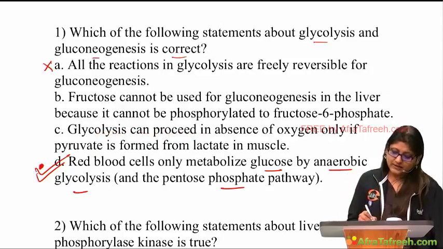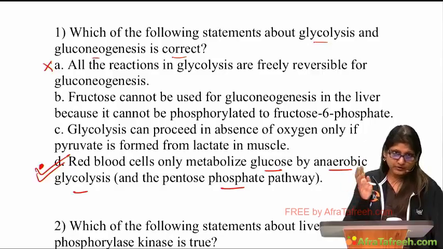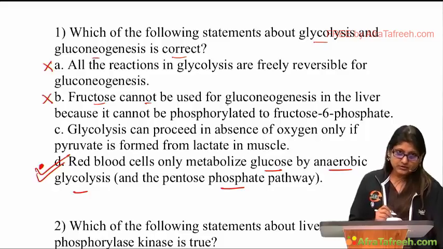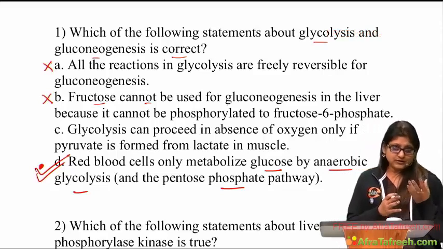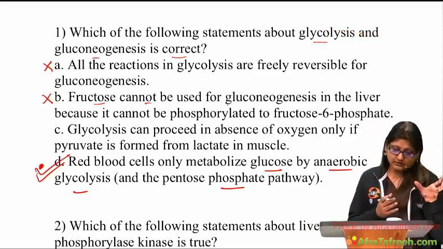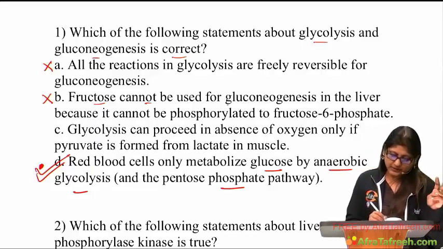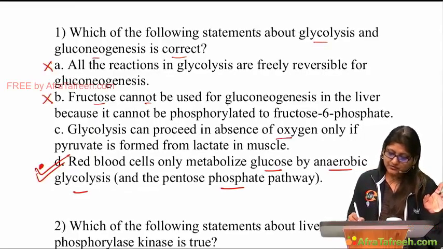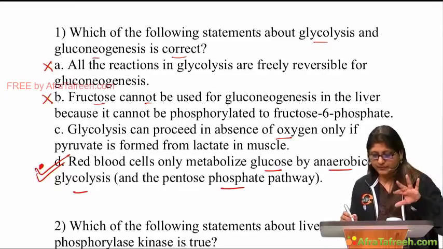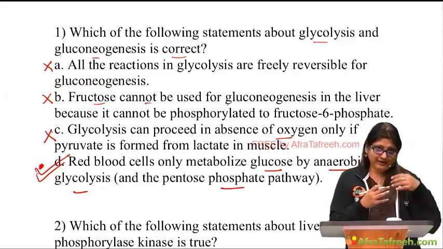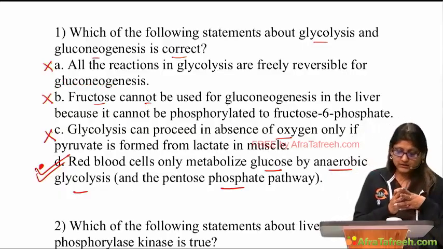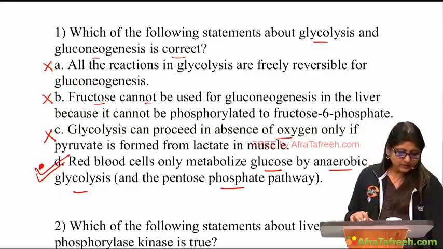Why? All the reactions in glycolysis are reversible is wrong. I have told you there are only 3 reactions which are irreversible, remaining all others are reversible. Fructose cannot be used for gluconeogenesis, it is wrong. Fructose is a carbohydrate. To call it gluconeogenesis, we need to have a non-carbohydrate precursor. So fructose can never be a gluconeogenic substance. Glycolysis can proceed in absence of oxygen only if pyruvate is formed from lactate. This is again wrong. It can proceed in anaerobic condition only when lactate is produced from pyruvate. That is the correct statement, right? So the answer is D in this.